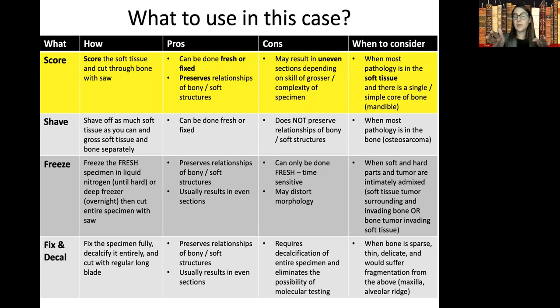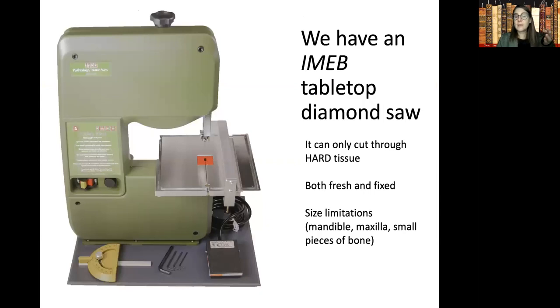Again, most of the pathology in this case is in the soft tissue with essentially a core of mandibular bone. For these types of specimens, we have a tabletop IMEB diamond saw. This can really only cut through hard tissue. So if you're expecting to cut through any of those soft, it will just shred it.